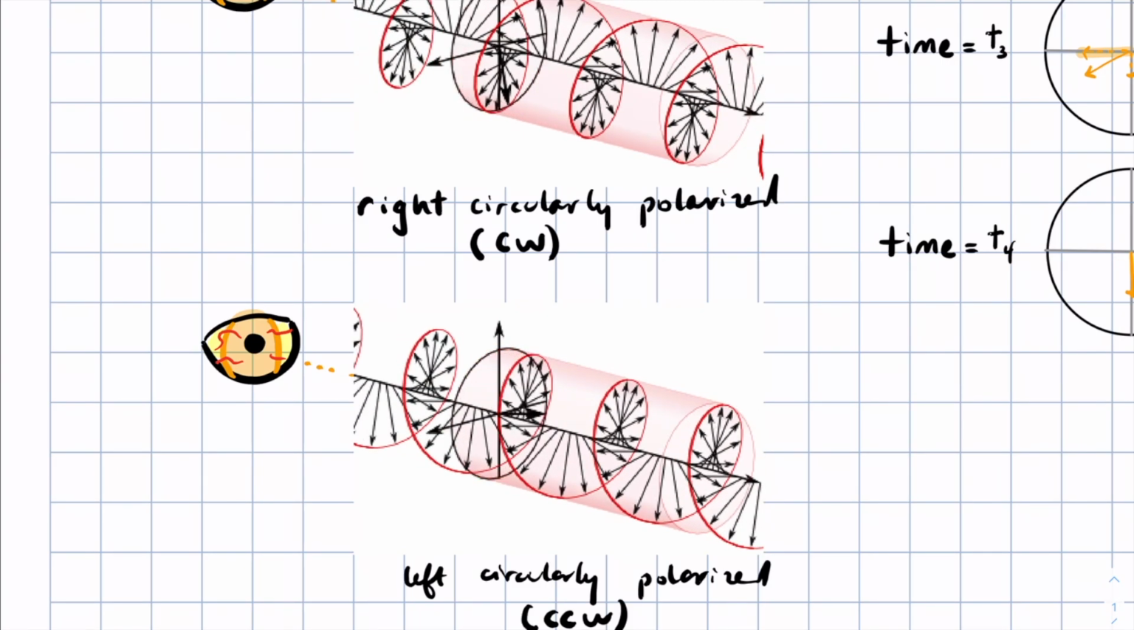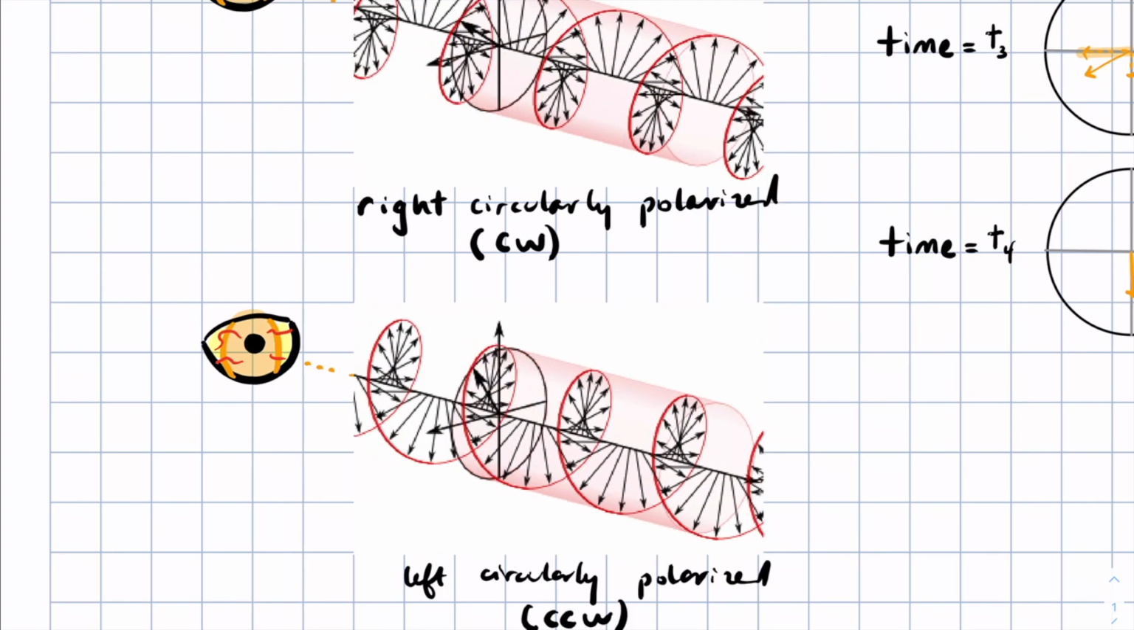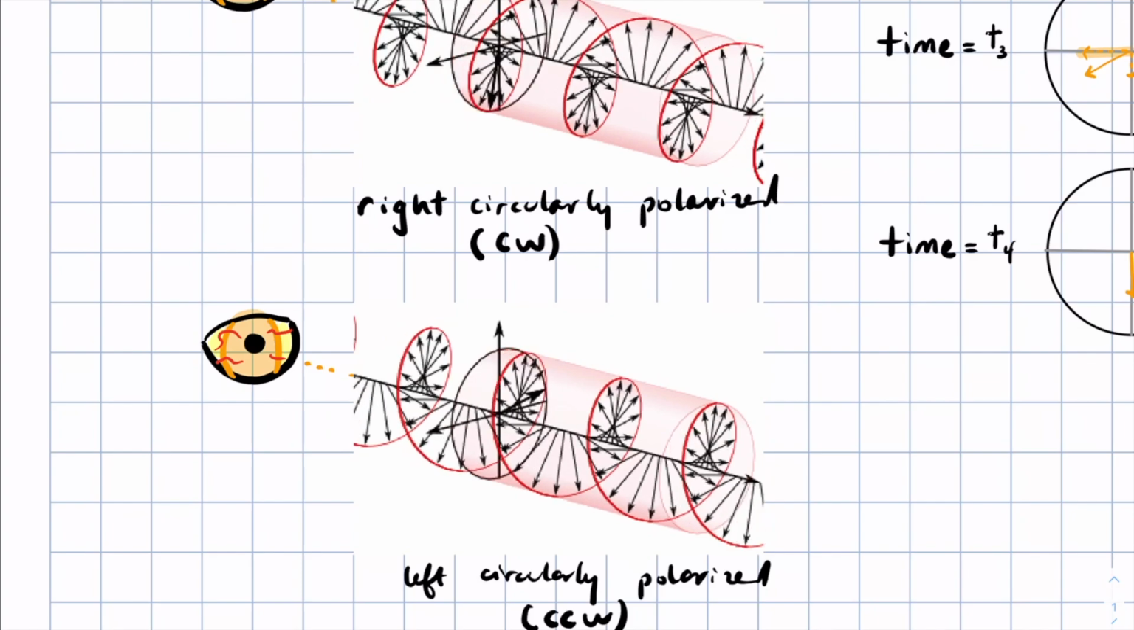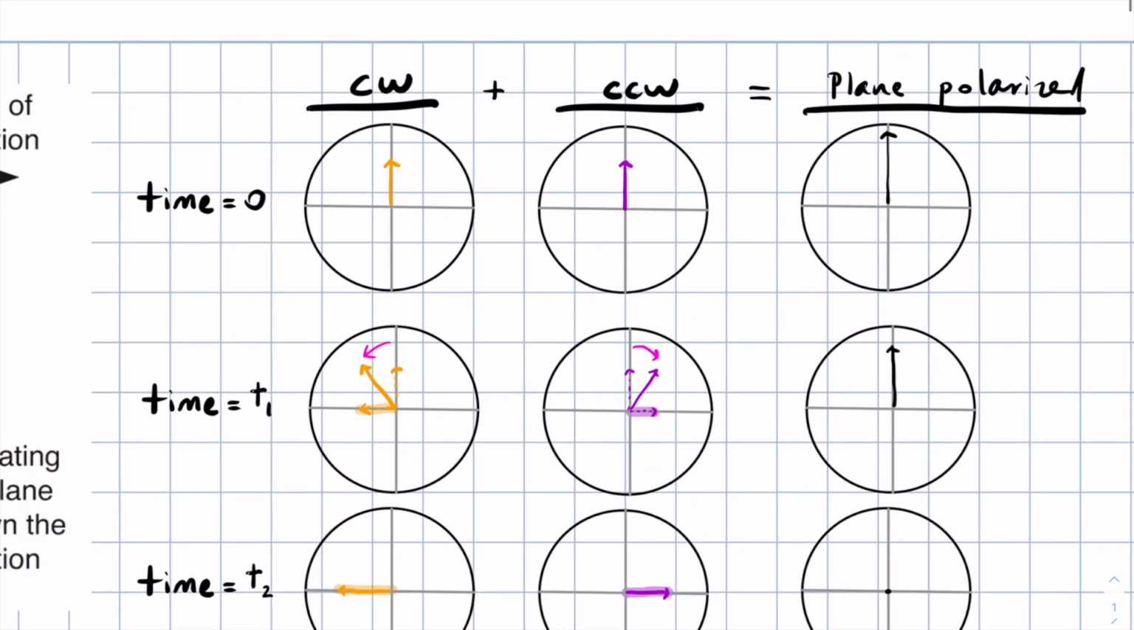So how does it work that you can theoretically decompose plane polarized light into two equal amounts of circularly polarized light? I've tried to illustrate that here. We're looking down the direction of propagation of the wave. The size of the arrows tells you the magnitude of the electric field at this particular point in time.